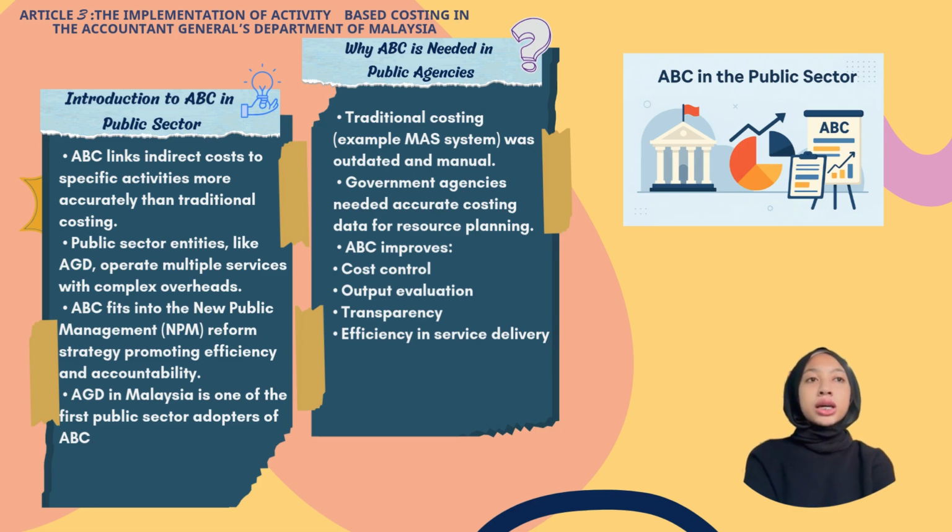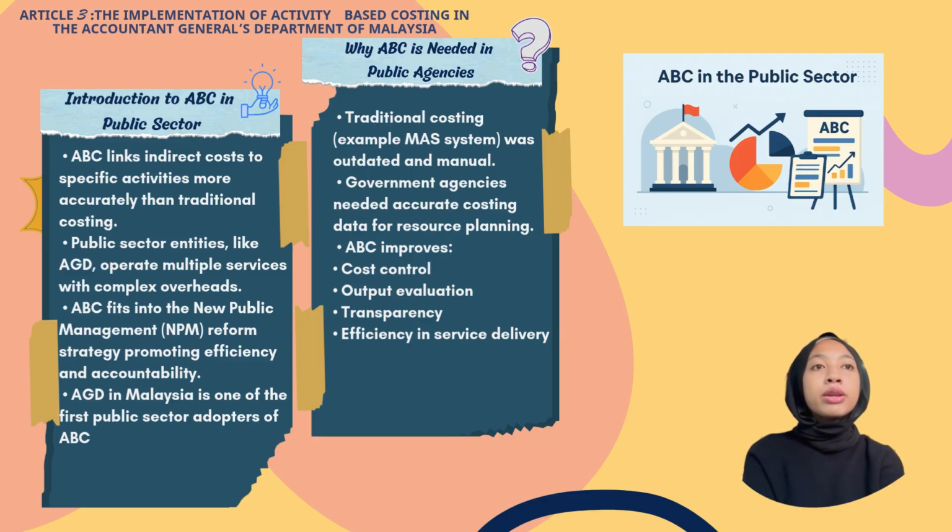Before the ABC system, AGD used an outdated manual system called MAS, the Micro Accounting System, which had been in place since 1992. MAS required users to enter costing data manually and lacked integration with other digital systems. As AGD began using the new GFMAS system, the Governance Financial Management Accounting System, it became clear that MAS was no longer suitable. It couldn't keep up with the demand for accurate and timely cost data. ABC was introduced to address this issue.